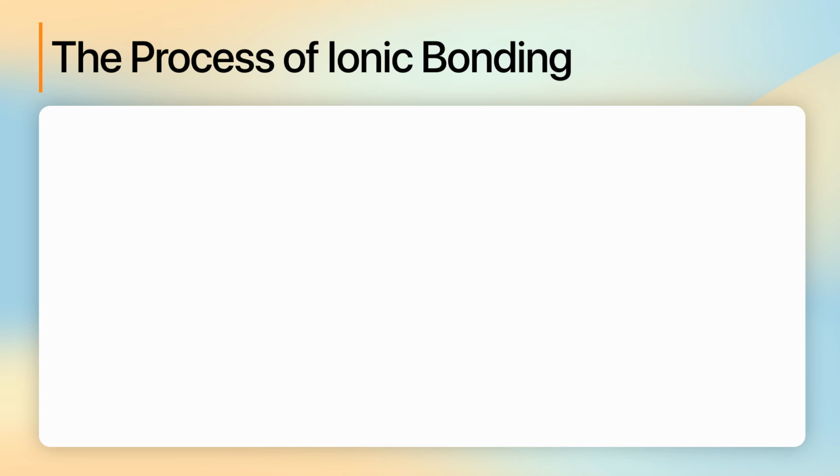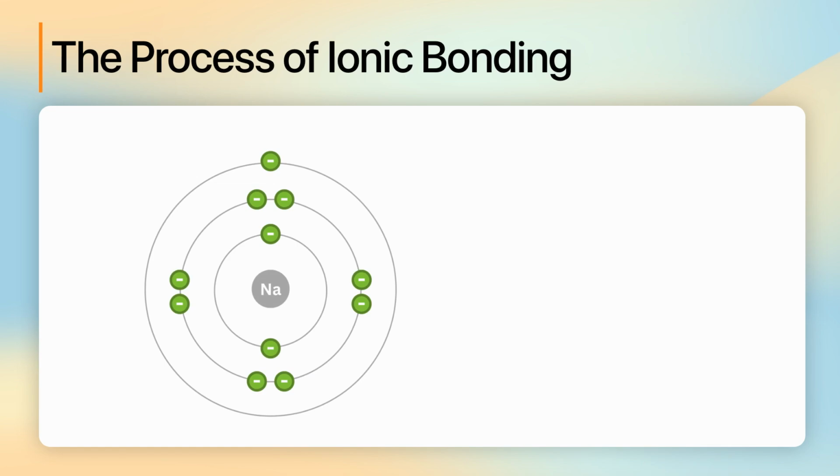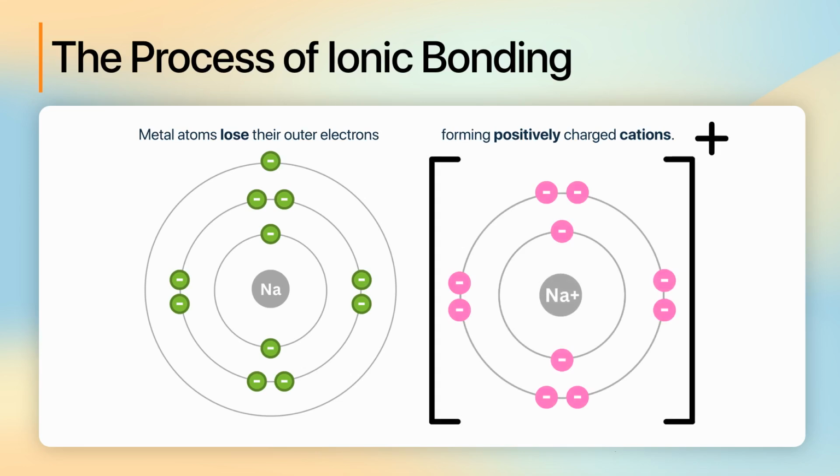Now, let's break this down to examine the process of ionic bonding. Firstly, let's focus on metal atoms. Metal atoms, generally found in groups 1 and 2 of the periodic table, have relatively few electrons in their outermost shell. Because they seek stability, metal atoms tend to lose these outer electrons. When they do, they form positively charged ions known as cations. For instance, a sodium atom, Na, from group 1 can lose 1 electron to form a sodium ion, Na+.